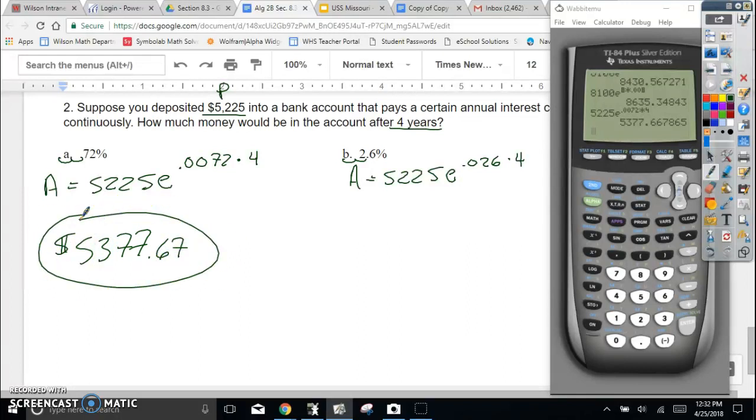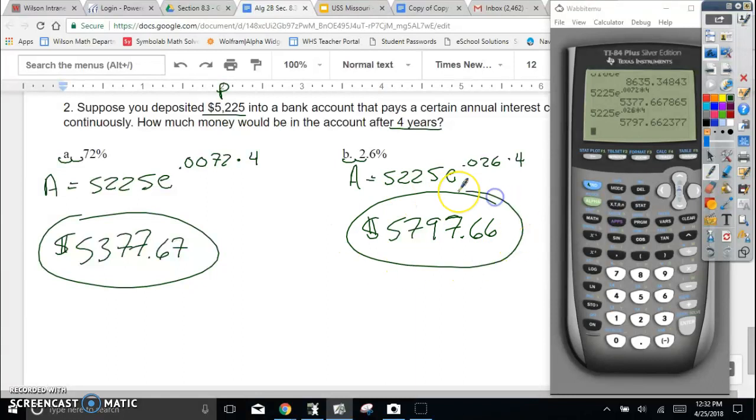All right, copy and paste. Second enter. We are now going to change our interest rate to 0.026. Delete that extra number in there. $5,797.66. I'll take B. Thank you very much.